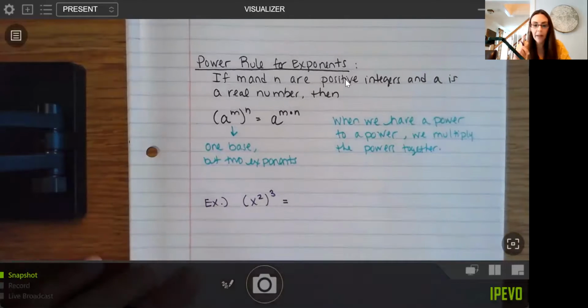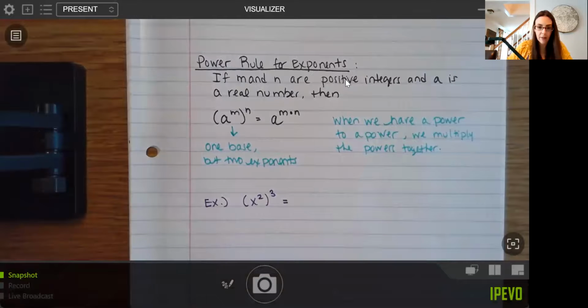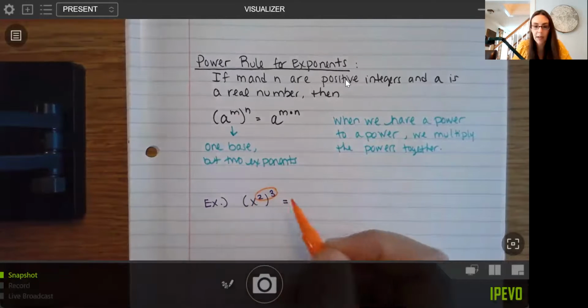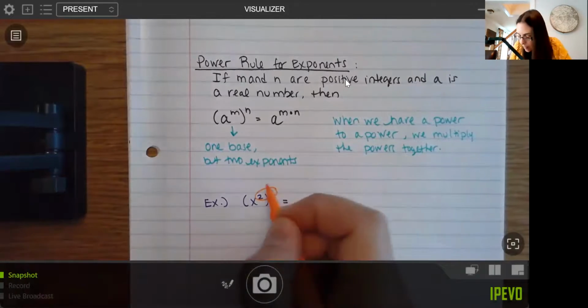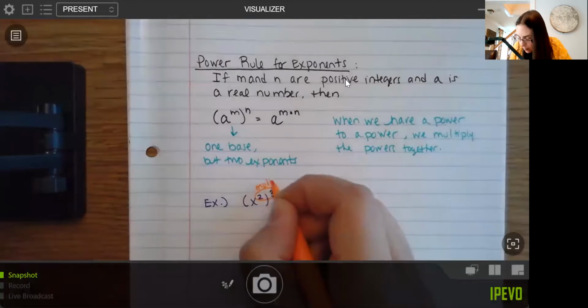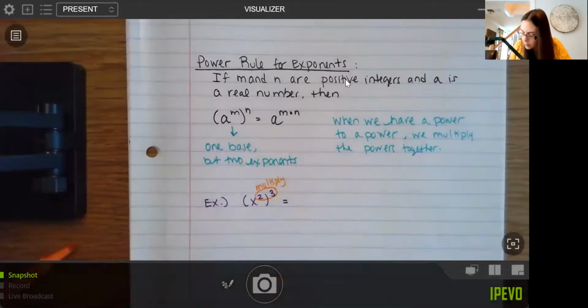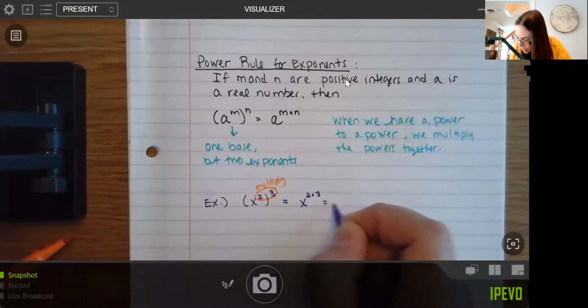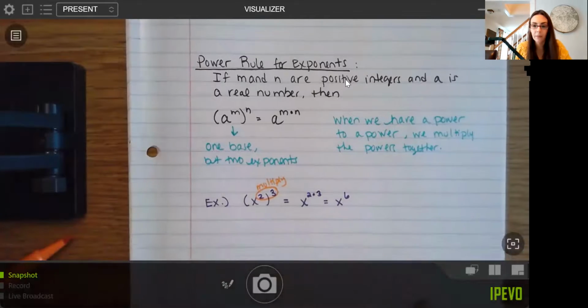So notice I have one base, it's just x, and then I have it squared and to the third power. So basically what you're going to do is take those two exponents and multiply them together. So x to the 2 times 3 is equal to x to the 6th power.